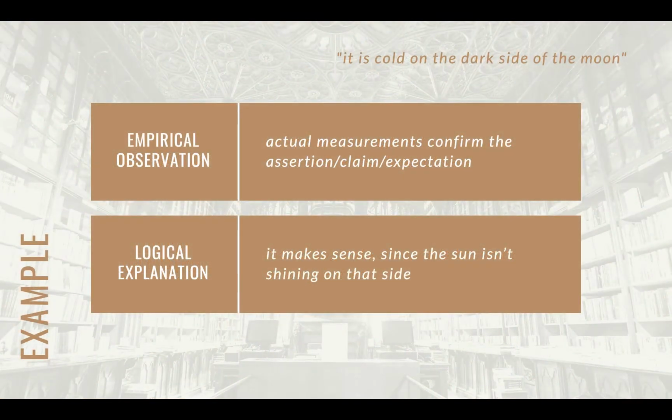So to say empirical observations, well, we actually took the temperature on the side of the moon that's facing the sun and the side of the moon that's not facing the sun, and it's actually colder on the dark side of the moon. So the data actually support that explanation. And the logical explanation for those observations is when the sun hits one side of the moon, that sun is going to emit heat, therefore increasing the temperature on one side of the moon, as opposed to the side that's not facing the sun.